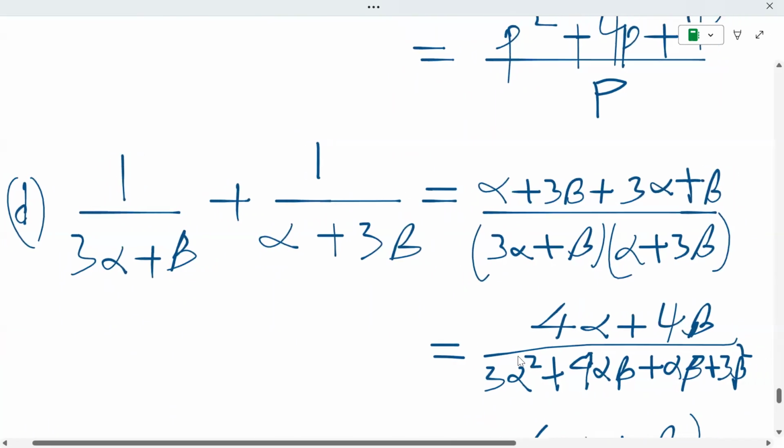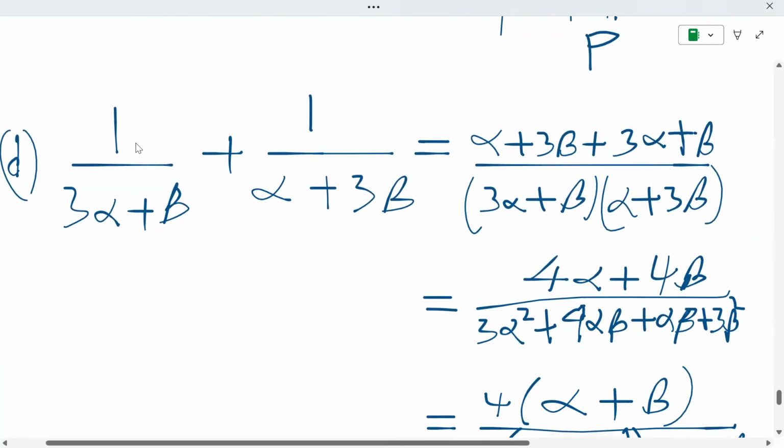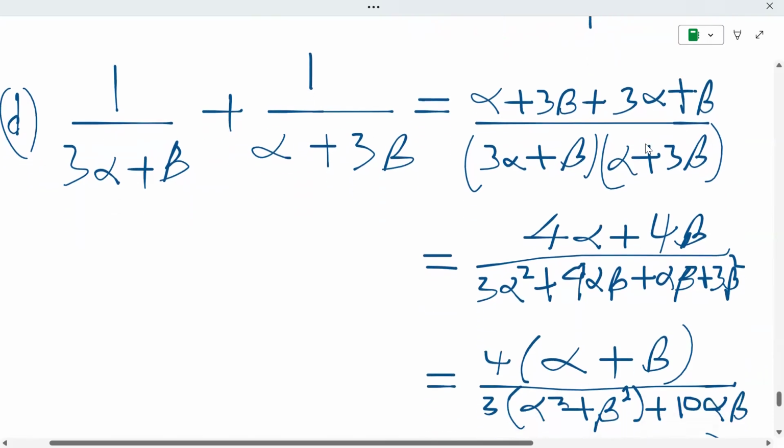Now, we want to move on to D. So 1 on 3 alpha plus beta plus 1 on alpha plus 3 beta. So pick this and that as our LCM. Now 3 alpha plus beta into that will give us this. So we have alpha plus 3 beta. Now alpha plus 3 beta into this will give us 3 alpha beta. So that times 1 gives us this. Now let us try and group all the like terms. So alpha plus 3 alpha will give us 4 alpha. 3 beta plus beta will give us 4 beta.